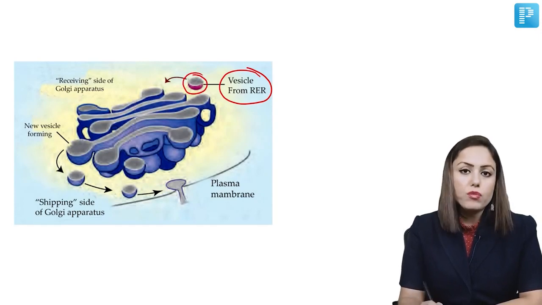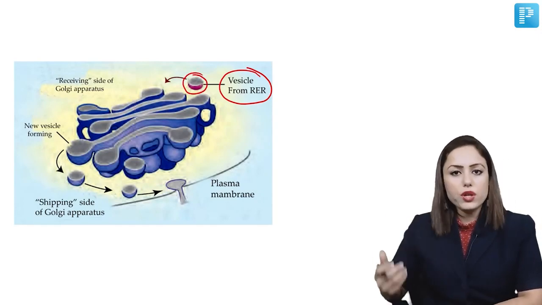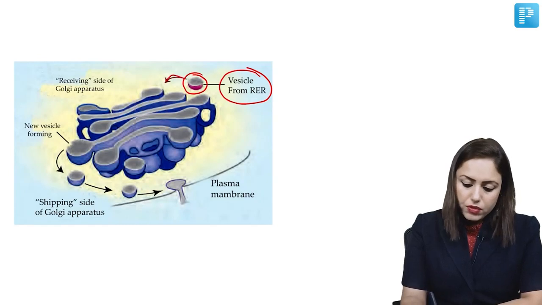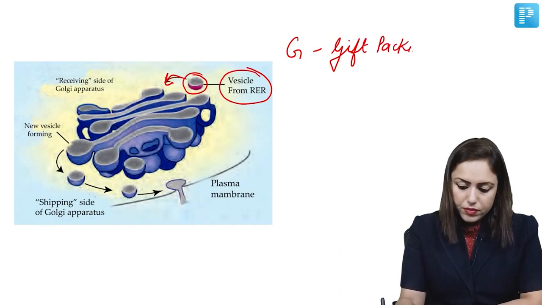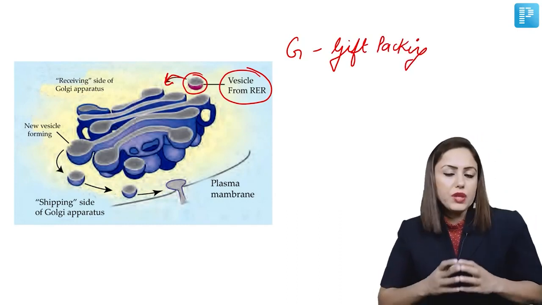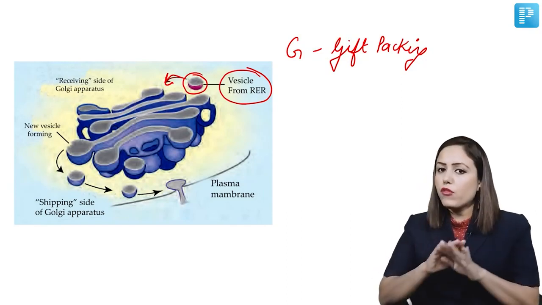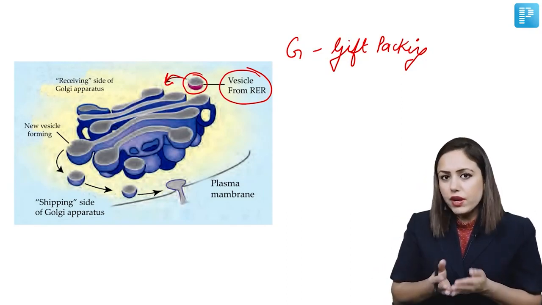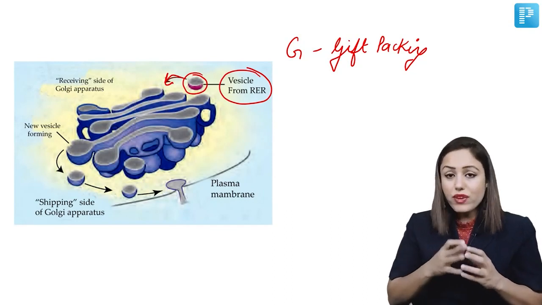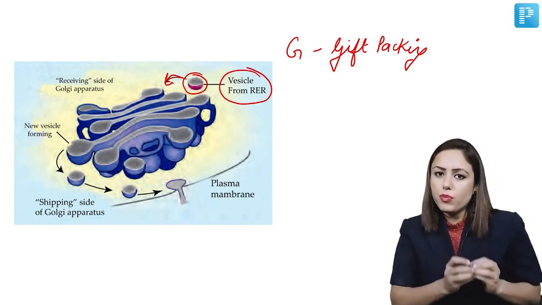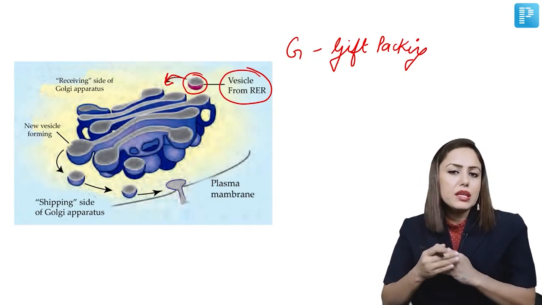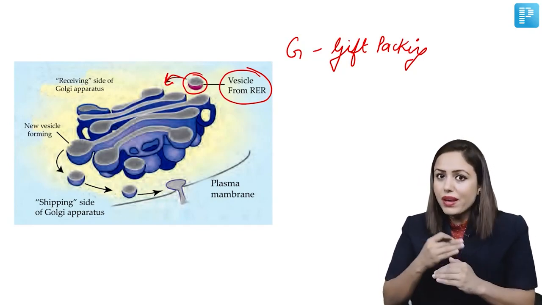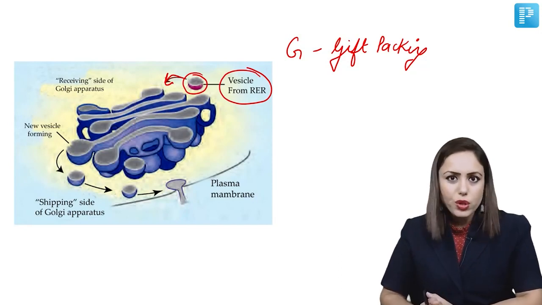When vesicle is formed, this protein needs to be exported out of the cell. First it will be coming to Golgi apparatus, G for Golgi, G for gift packing. If we have to give something to other person, then we have to wrap it up very nicely, right? Gift cover. Okay, so when the cell has to give some protein outside of the cell, then the cell needs to wrap it up nicely. That wrapping up, gift packing occurs in Golgi apparatus.